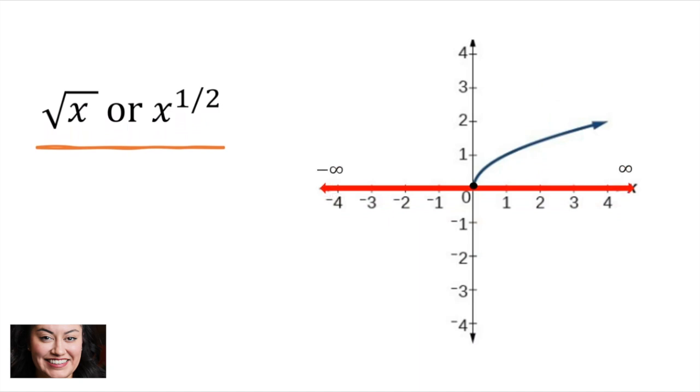But this time, we can only begin walking through this park at 0, and we can walk forever towards positive infinity. So this means that our domain is from 0 to positive infinity. And because we do have a solid shaded dot at 0, we will get a bracket for that one number.